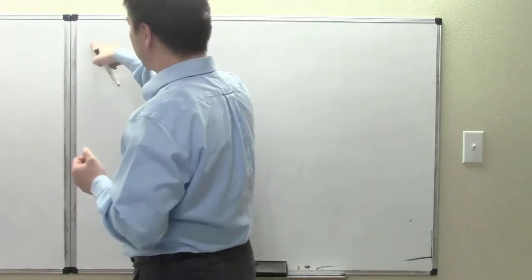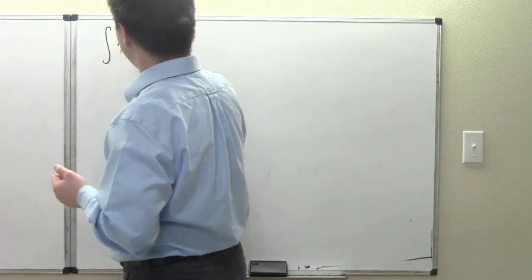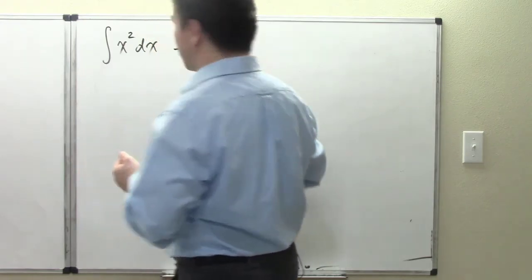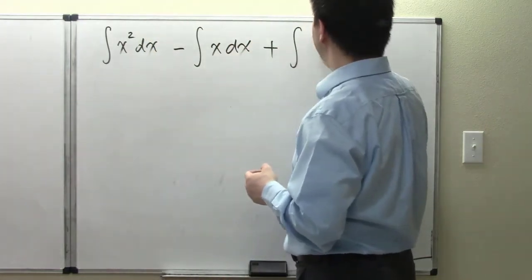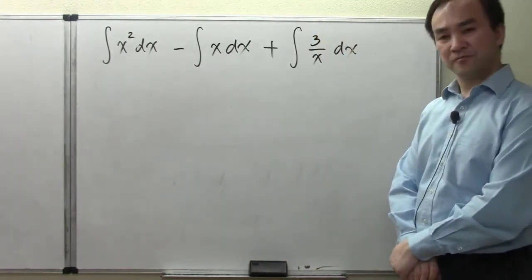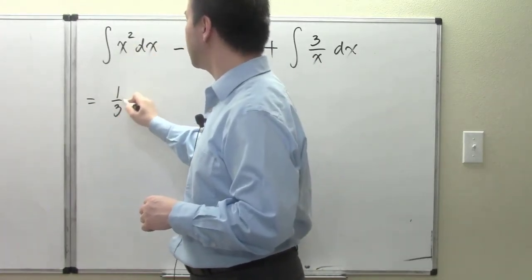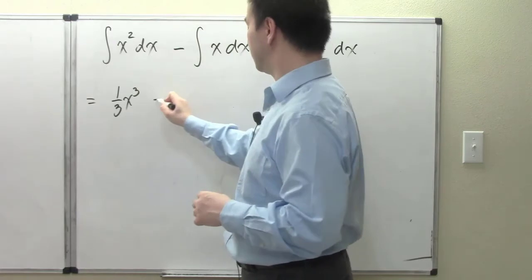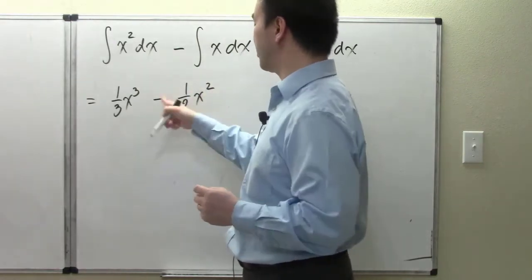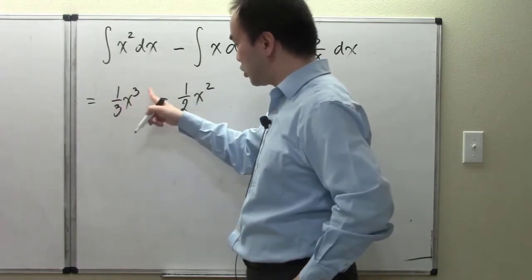All right, so now the sum and difference rule says we can find one separate antiderivative for the x squared, then subtract the antiderivative of the x term, and add the antiderivative of the 3 over x term. That's how we're going to handle that. The first term gives me 1/3 x cubed. The middle term gives me 1/2 x squared. So together the two antiderivatives are 1/3 x cubed minus 1/2 x squared.